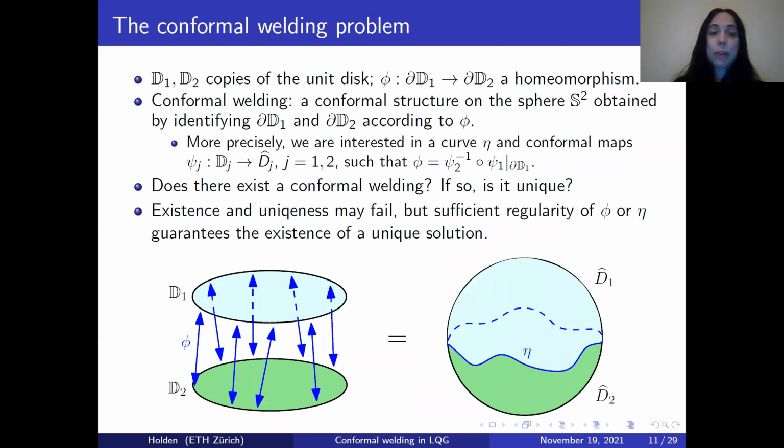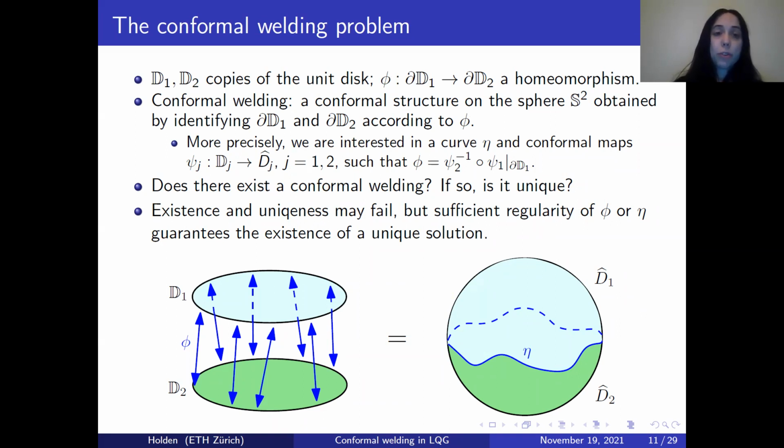Finally, as part of the background, I want to explain what conformal welding is. To do that, I let D1 and D2 be 2 copies of the unit disk, and I suppose that phi is a homeomorphism from the boundary of D1 to the boundary of D2. Conformal welding is a way of assigning conformal structure to the sphere that we obtain by identifying these 2 boundaries according to this homeomorphism phi.